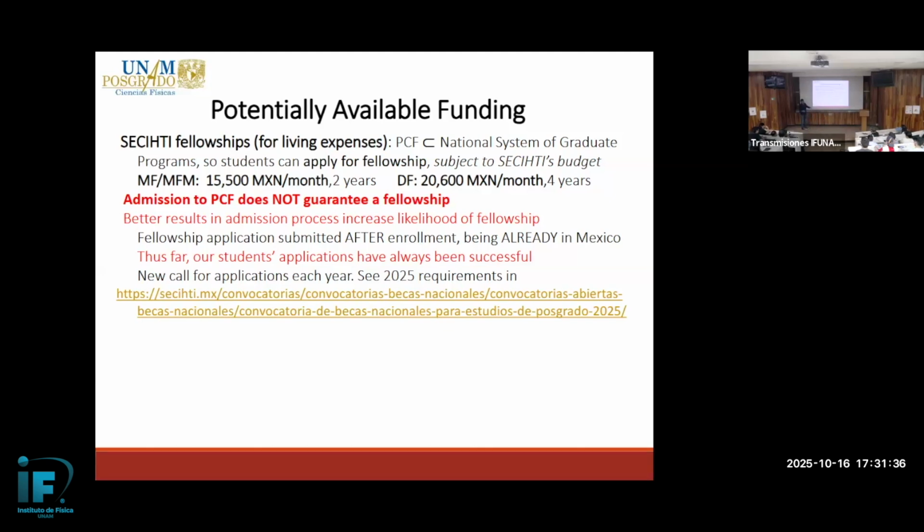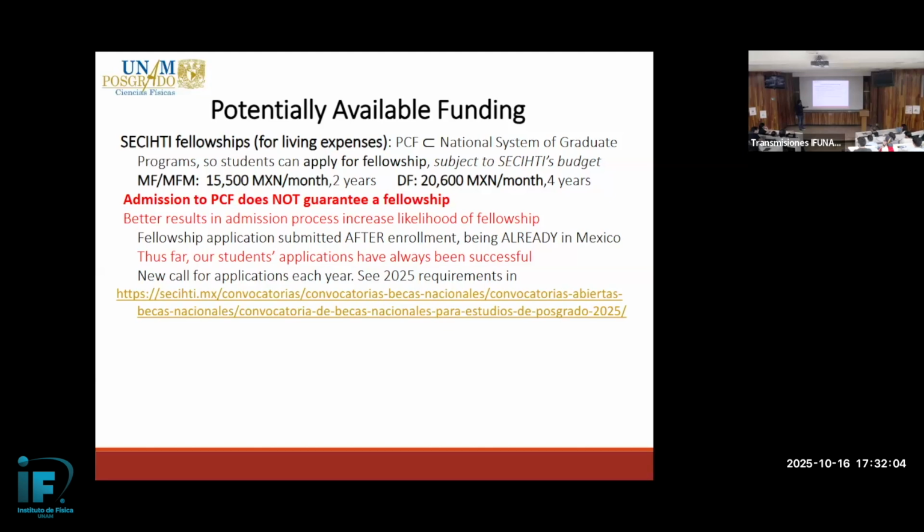The way the process is set up is that CECITI mandates that the application is submitted only after enrollment. And in particular, for those of you coming from abroad, that would mean that you need to be here in Mexico before the application. So semester starts, then you apply. But importantly, even though I do emphasize that the admission does not guarantee a fellowship, I should tell you that thus far, all of our students' applications have been successful. So good to have that finance.